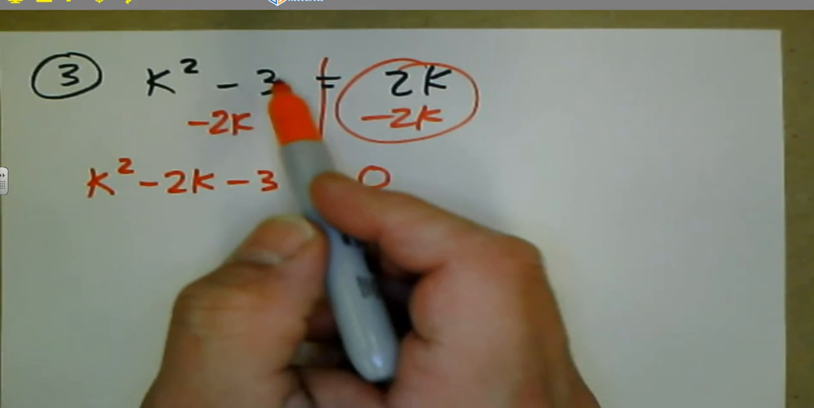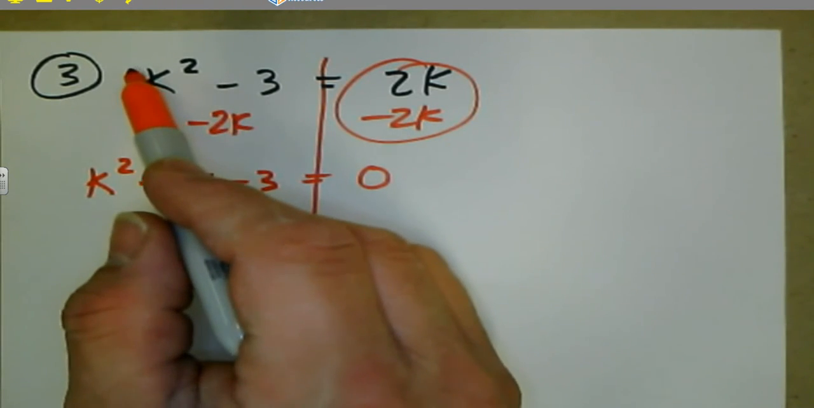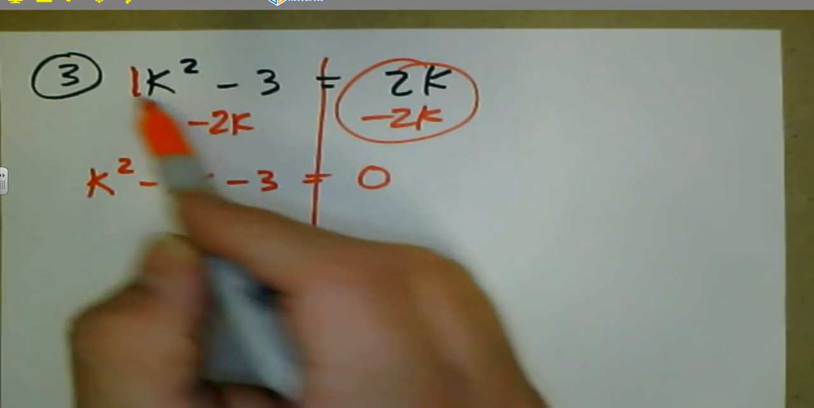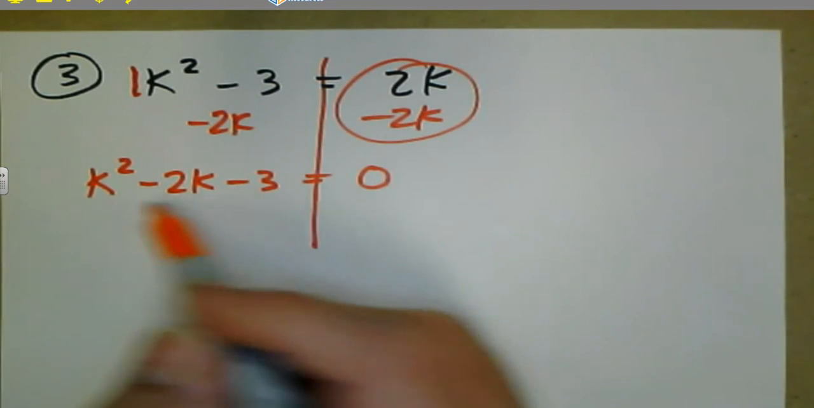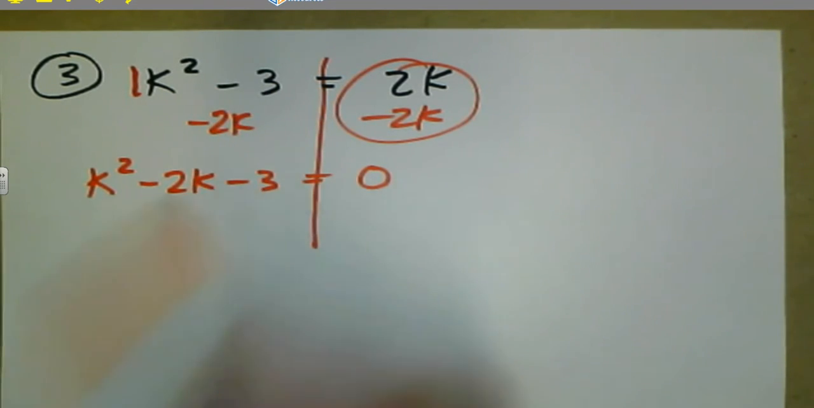You cannot add any of these together. You can't add those, you can't add it to that. That's a K squared, that's a K, that's a no K. Those are not like terms. Now we are in quadratic form.